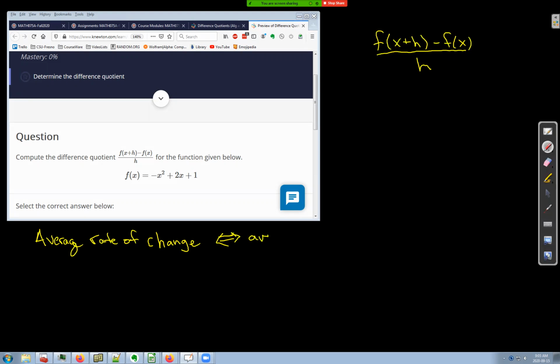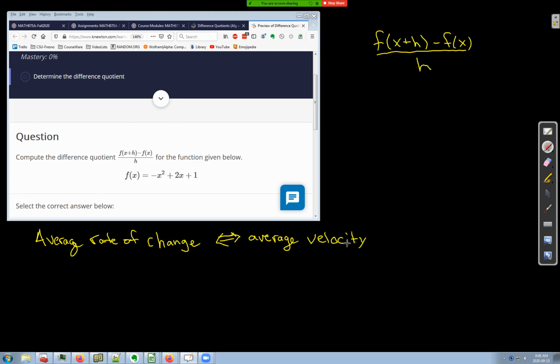Let me write it down here: average velocity. Velocity is the rate of change of position. If I'm moving, then my velocity is a measure of how fast my position is changing. So velocity is a rate of change, just a specific kind of rate of change: the rate of change of my position.